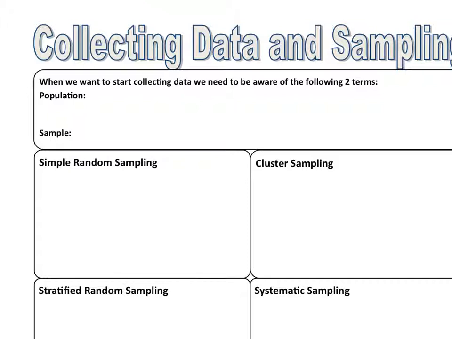So the first one is the population. When I talk about population, I refer to the people in the entire group. The people or things in the entire group, because stats isn't always about people.